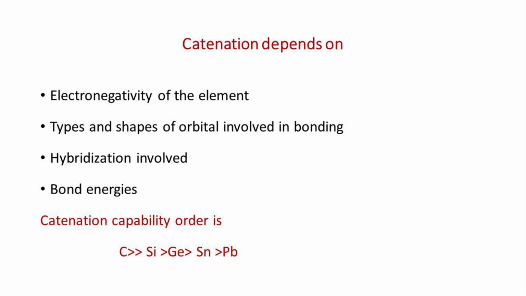This is because on descending group 14, orbital overlap becomes less efficient as the valence orbitals become larger and more diffuse. So, the tendency for catenation of an element of the group decreases with the decrease in bond energies, leading to the catenation capability order. Carbon is very much greater than silicon, which in turn is greater than germanium, which in turn is greater than tin and lead.